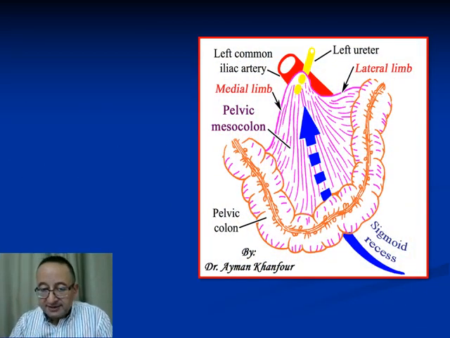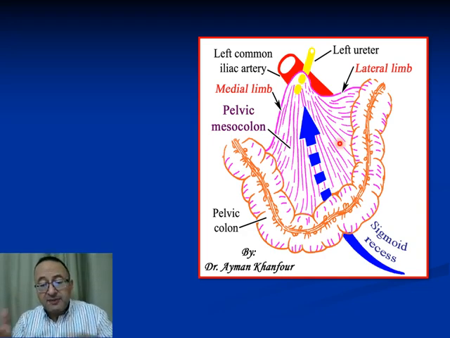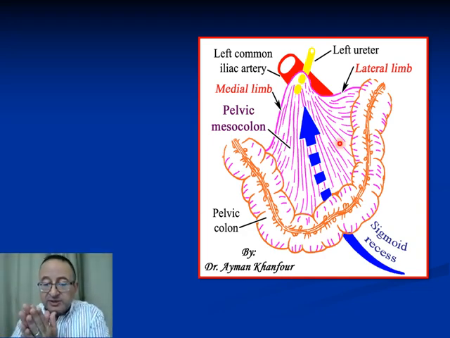On the left side only, there is a fold of peritoneum. What's meant by fold of peritoneum? It is a double layer of peritoneum. We will discuss it in detail with the GI2 module.